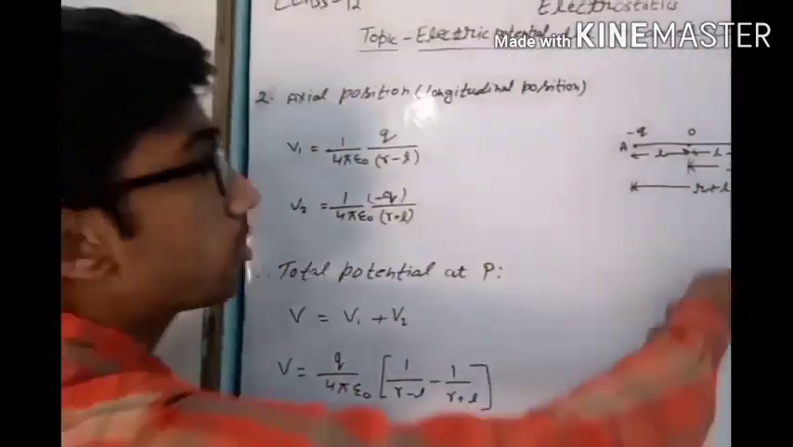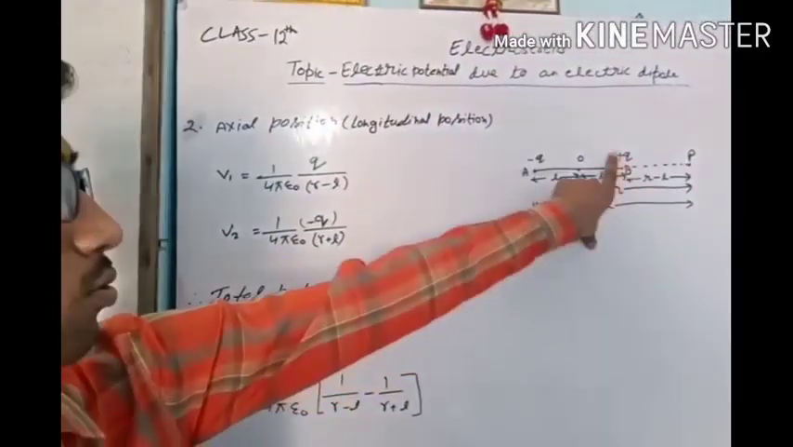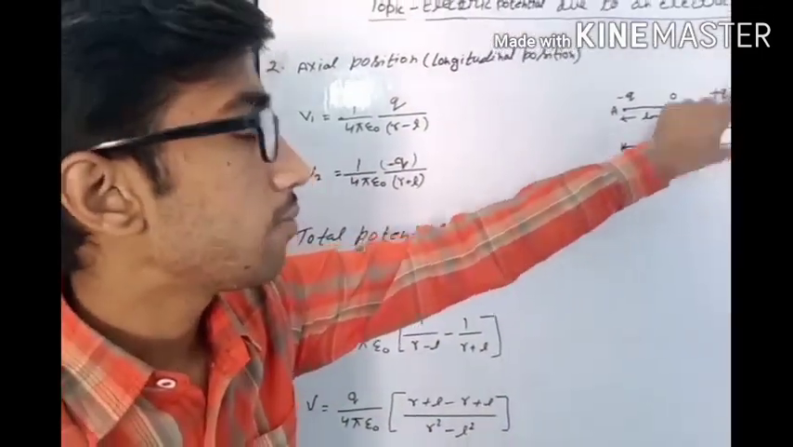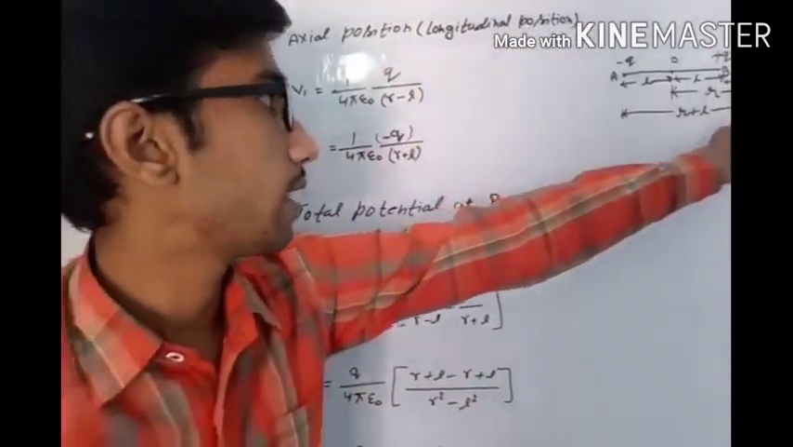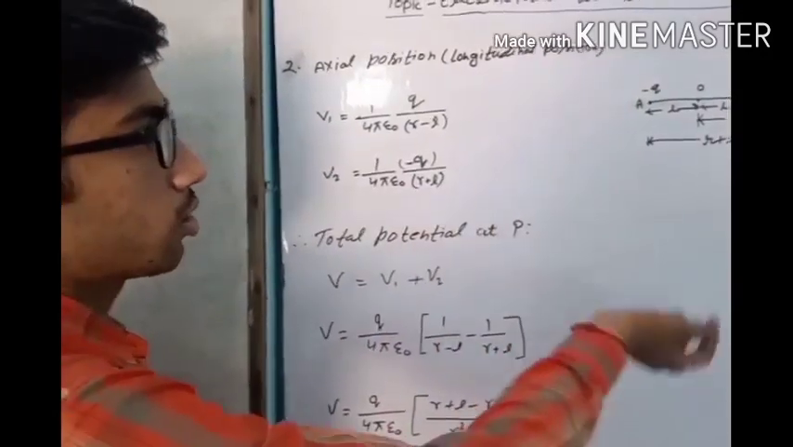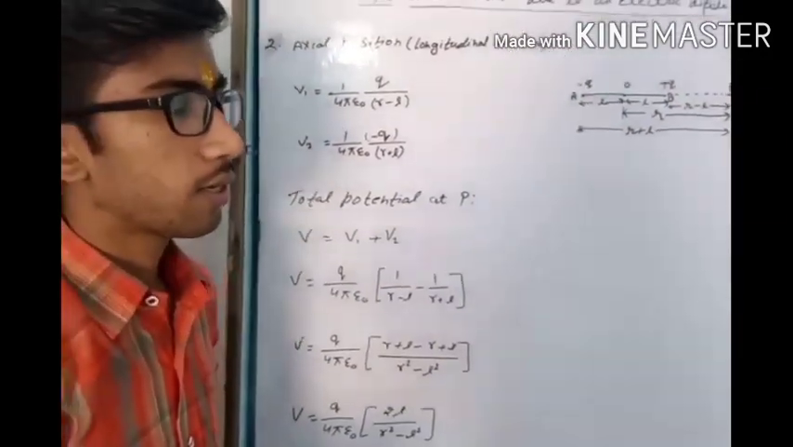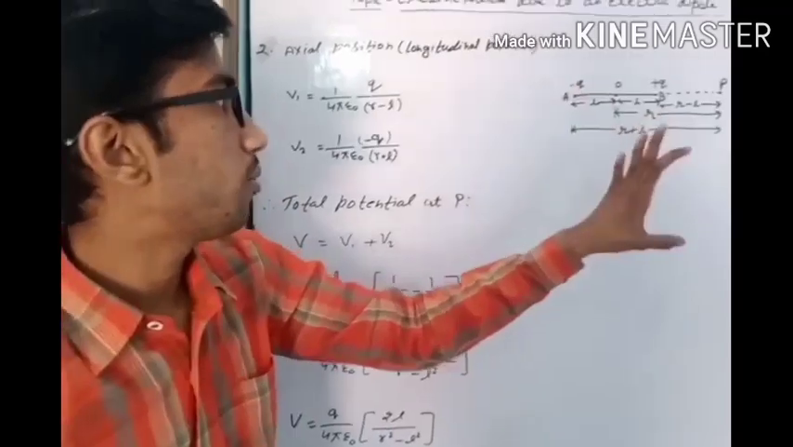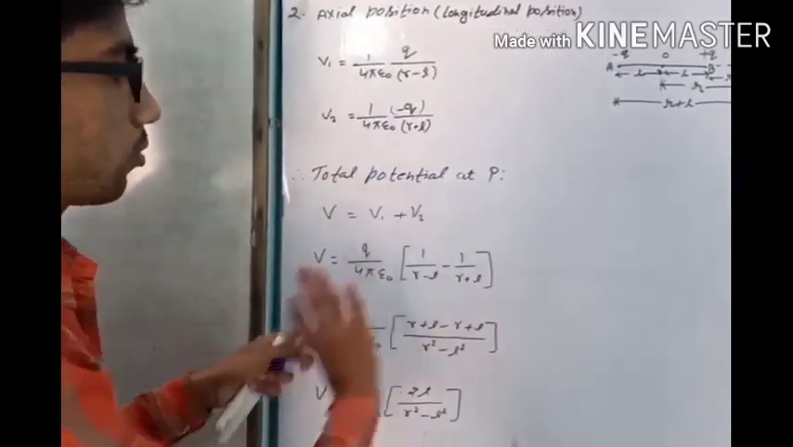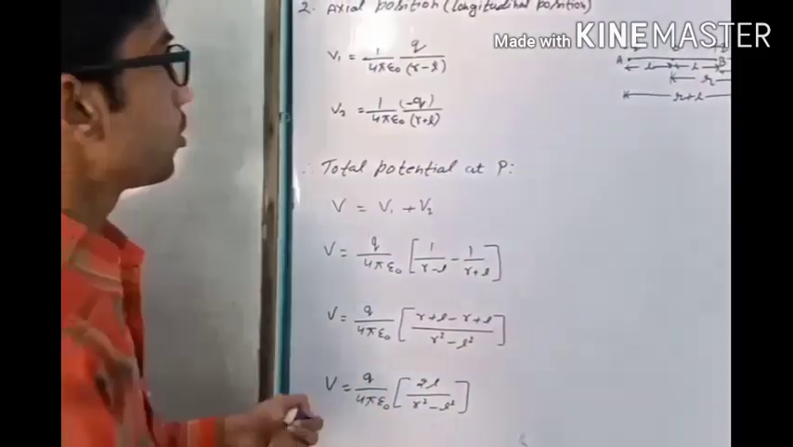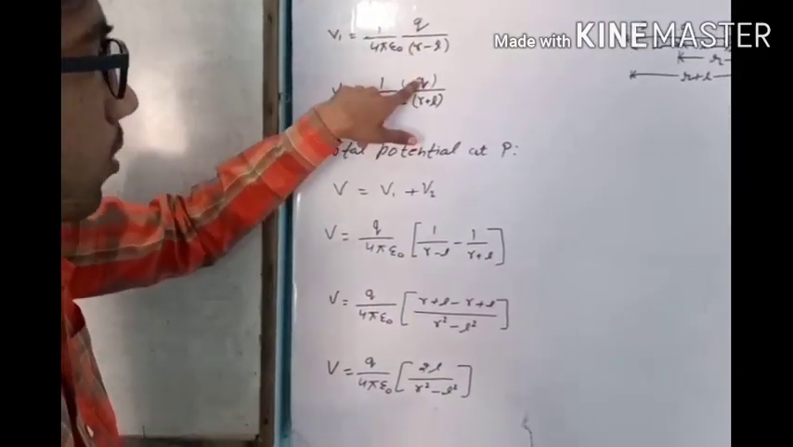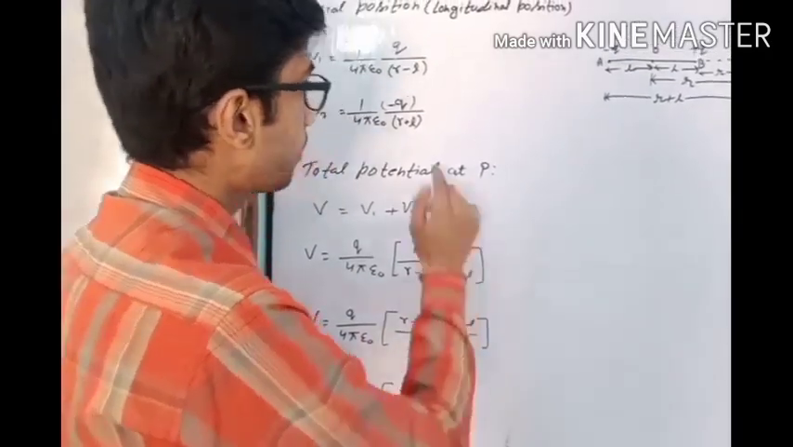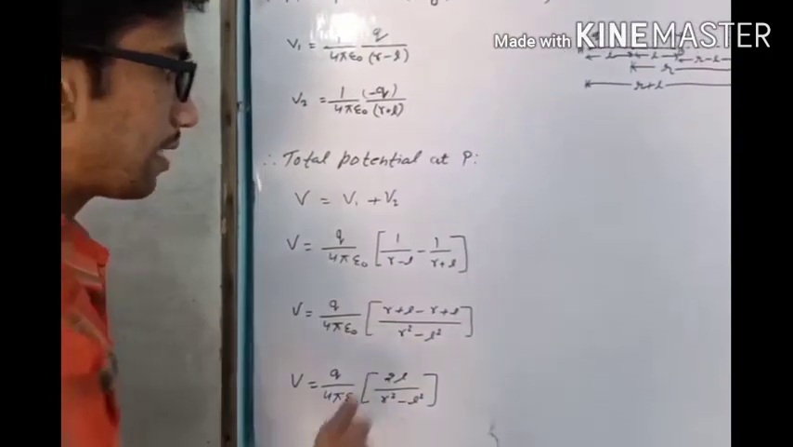The potential due to the positive charge plus Q at point P will be 1 over 4 pi epsilon naught, with proper sign, positive Q over distance R minus L, and the potential due to the negative charge will be 1 over 4 pi epsilon naught, minus Q over R plus L. The total potential is the sum of all the potentials, so we simply add them with the proper sign. 1 over 4 pi epsilon naught and Q are common in both expressions, so you can take them out and you will get 1 over R minus L minus 1 over R plus L. Now simplify this expression.